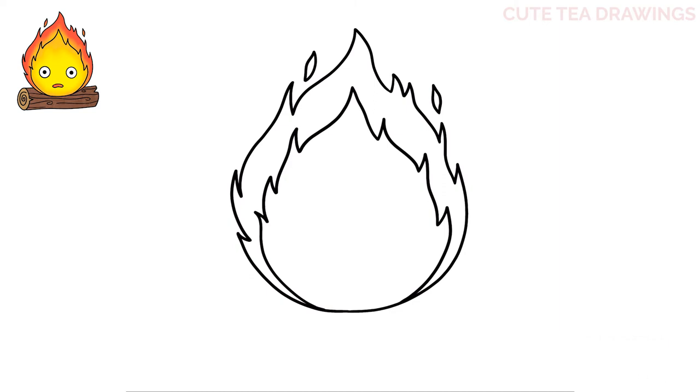Next, let's draw the eyes. Inside on the left, let's draw a circle here. And then the other eye on the right. Now inside each eye, let's draw the pupils with a black circle. And that's it for the eyes.